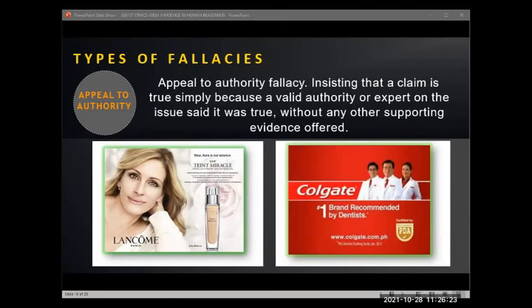Another one is Lancome. Lancome is one of the most expensive brands when it comes to makeup and skincare. And because Julia Roberts is a famous actress in Hollywood and in different parts of the globe, that's the main reason why we consider that this product is really effective.